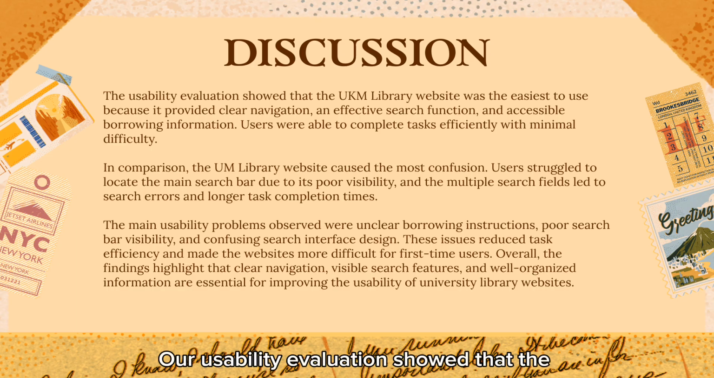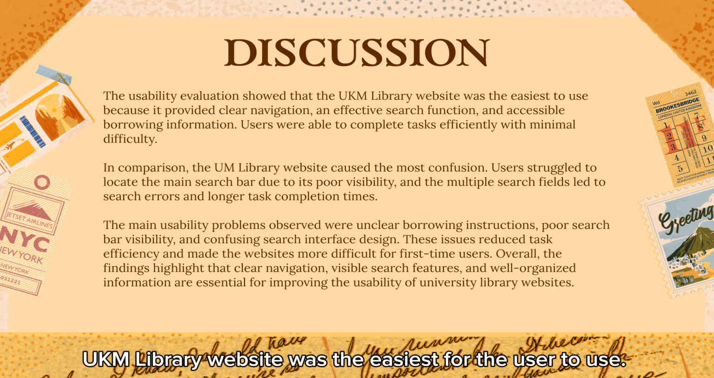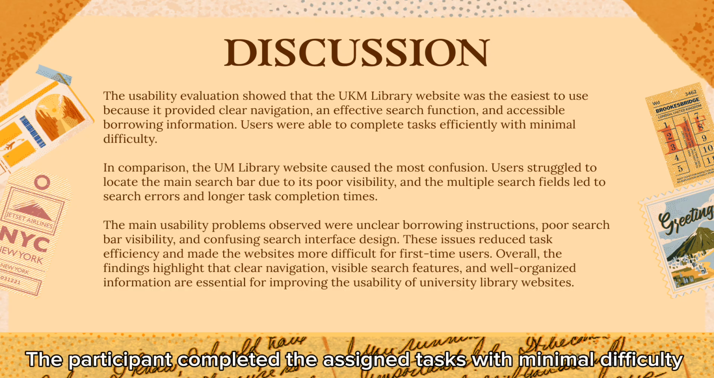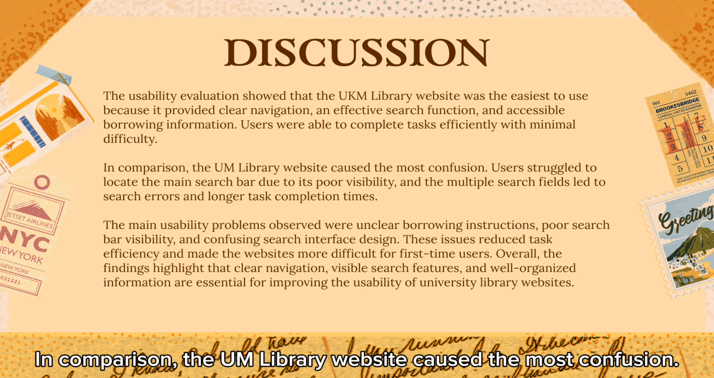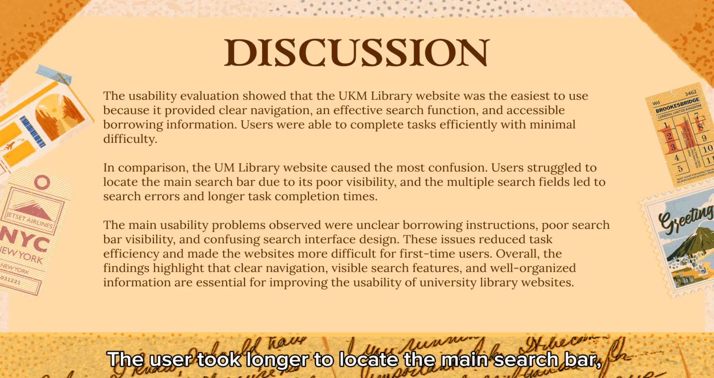Our usability evaluation showed that the UKM library website was the easiest for the user to use. The user completed the assigned task with minimal difficulty due to its clear navigation, effective search function, and accessible borrowing information. In comparison, the UM library website caused the most confusion. The user took longer to locate the main search bar, and the presence of multiple search options led to repeated attempts and longer task completion time.